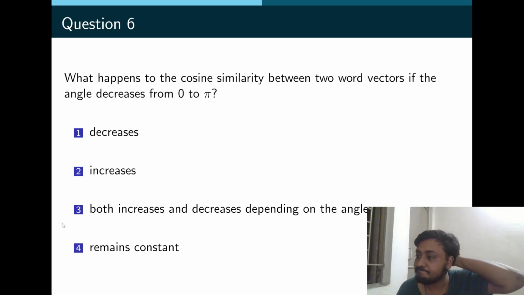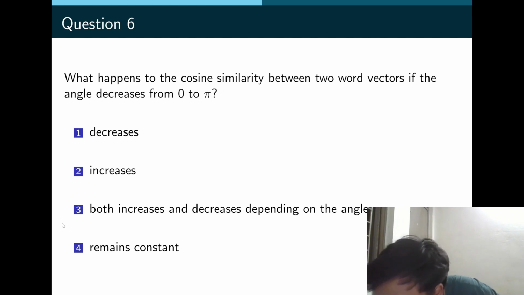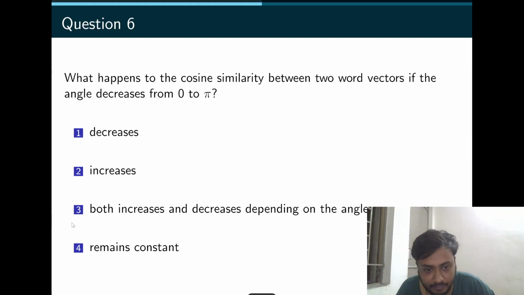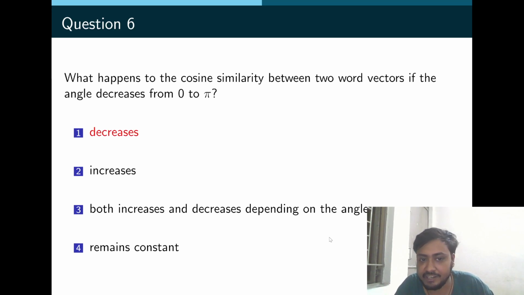Anyone? So no, it will be... see, what's 45? Yeah, you need to speak a bit louder. Can't hear you properly. It will be option 3. Okay. At the 45, it will be max. Similarity decreases, I guess. Yes. The correct answer is 1, decreases.